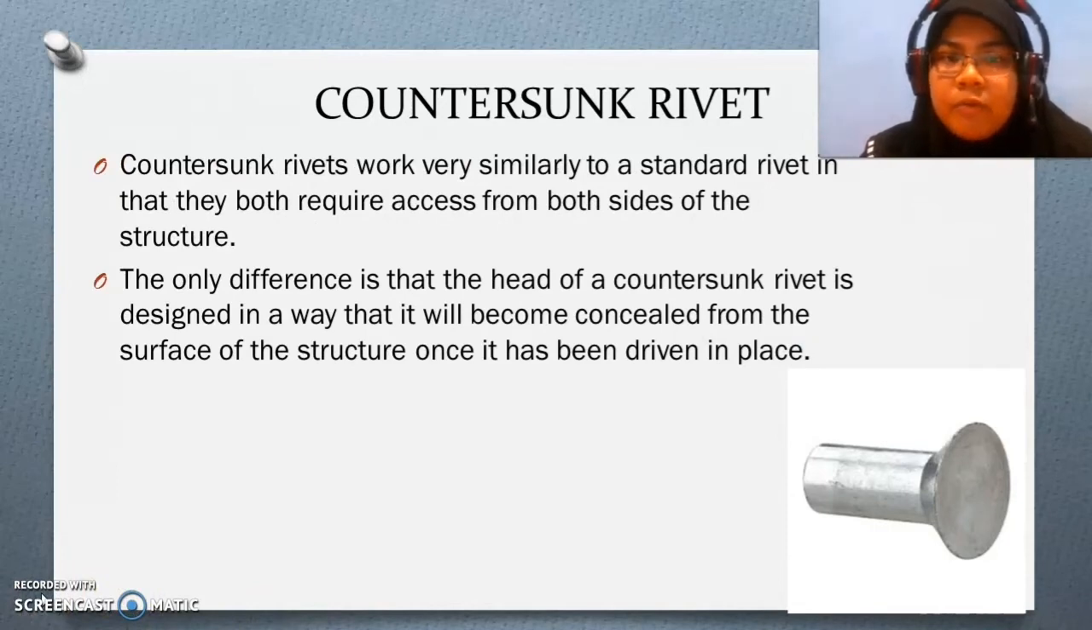The countersunk rivet works very similarly to the standard rivet, where they both require access from both sides of the structure. But the only difference of the countersunk rivet compared to the standard rivet is the head shape. The shape of the countersunk rivet is designed in a flat shape, as you can see here in the picture, where it becomes closer and hidden from the surface of the structure while it is driven in.